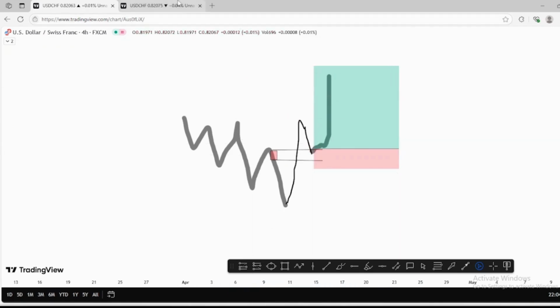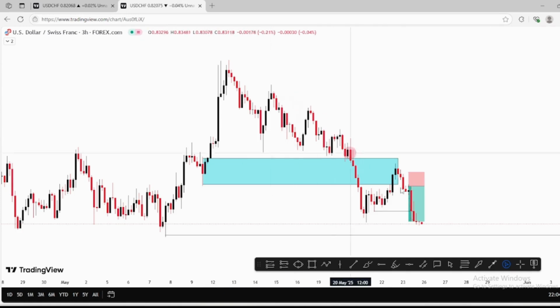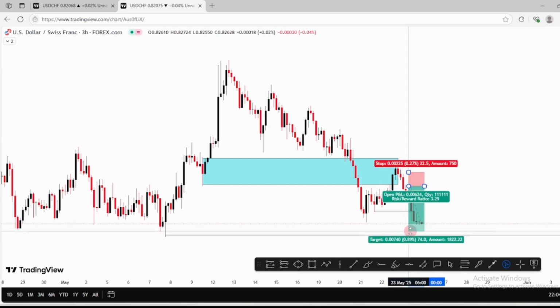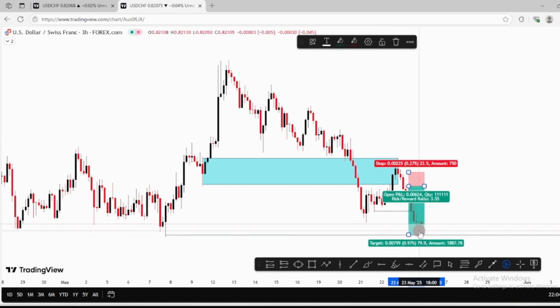Now you can see we called this trade right here. This is a USD CHF trade, and price is still going in that direction. We're targeting right here. I'm going to put the result on the screen for you guys to see.